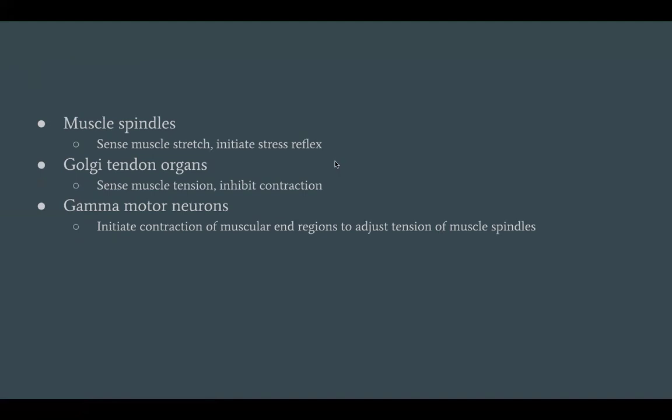Muscle spindles will sense the muscle stretch, which will initiate a stretch reflex. Golgi tendon organs, which are in the tendons attaching the muscle to the bone, sense muscle tension and will inhibit contraction so the muscle doesn't get damaged. Gamma motor neurons initiate the contraction of muscle spindle end regions in order to adjust the tension of the muscle spindles in turn.